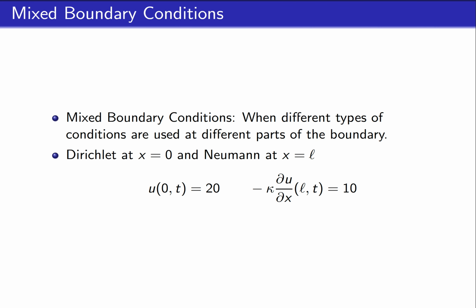Now there is a third type of boundary condition, but it's not really a different type, and this is what's called a mixed boundary condition. Mixed boundary conditions occur when both types, Dirichlet and Neumann, occur in a problem, which is certainly allowed. So here we see a solution that is fixed at 20 at the boundary x equals 0, while the heat flux is fixed at 10 at x equals L. So we have a Dirichlet boundary condition at one end of the bar and a Neumann boundary condition at the other end of the bar.